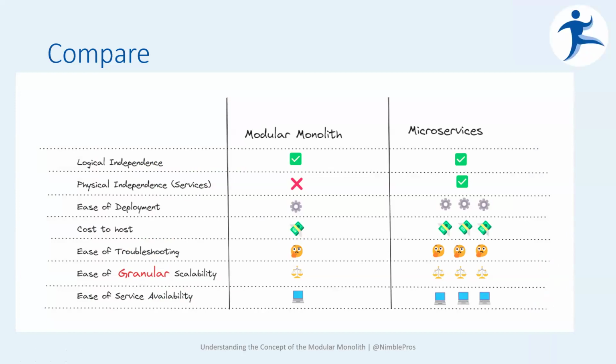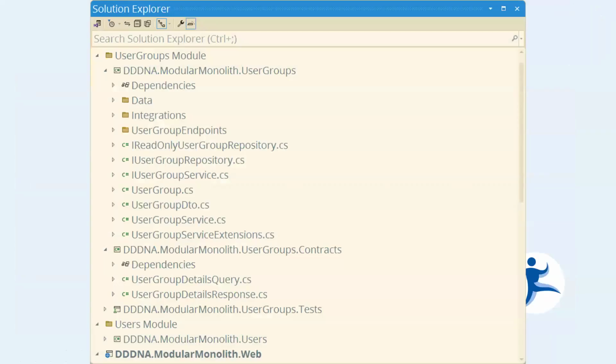Yeah, sure. So the main thing with the contracts folder is that it eliminates the direct dependency between any two modules. So if you have, I think in this one, a users module and the user groups module. If users needs to get information about user groups for whatever reason, right? They want some details.